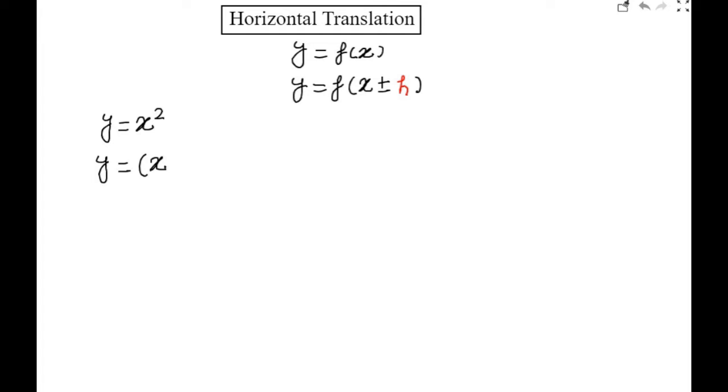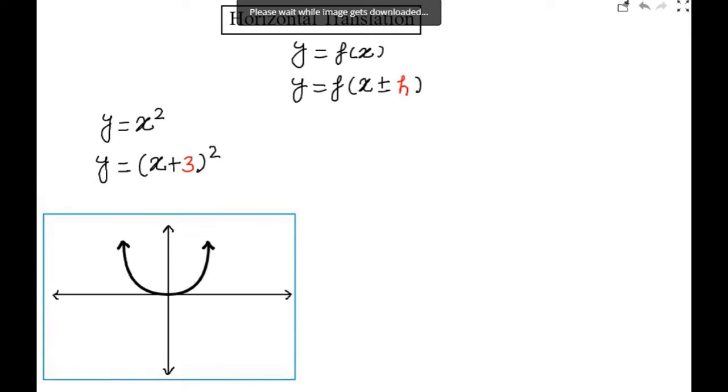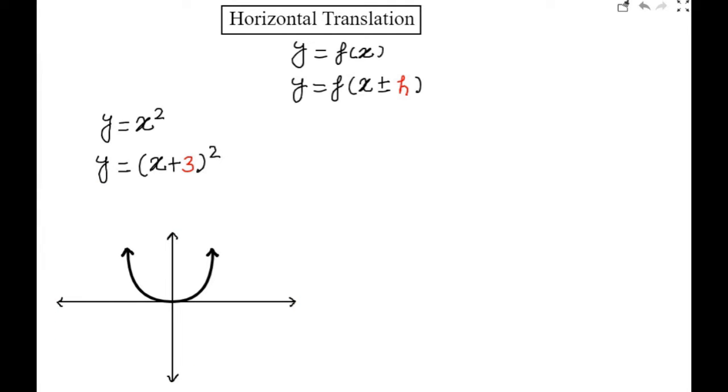Suppose it's x plus 3. We added something to its input, so we change the input value only, and it's whole squared. The original graph of y equals x squared looks like this. When we add something to the input, the graph shifts towards the left direction by the same amount. So it got shifted towards the left, and it took 3 units to shift it here.